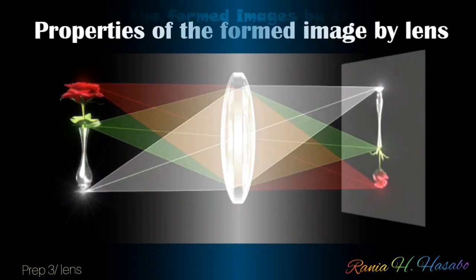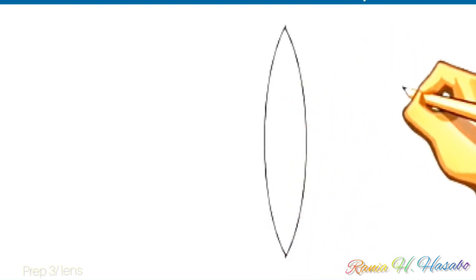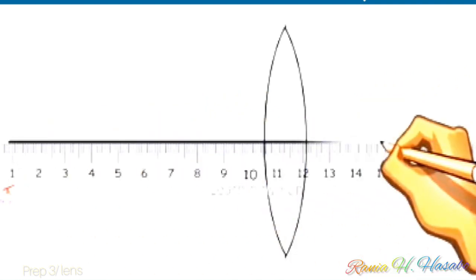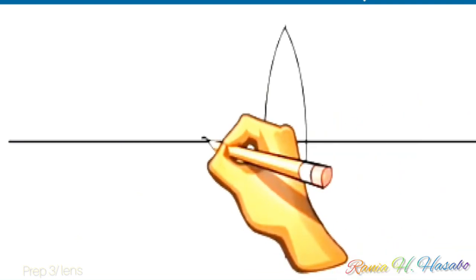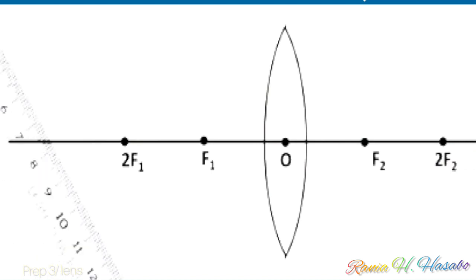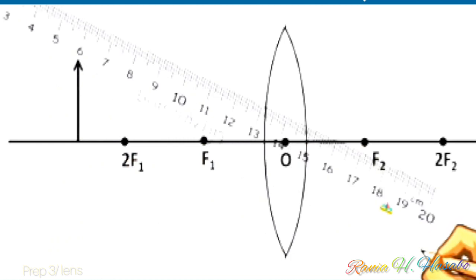To determine the position and the properties of the image formed by the convex lens, follow these steps. Number one, use the compass to draw two identical intersecting circles. The region of the intersection represents the lens. The two centers of the two circles represent the two centers of curvature. Draw a straight line that joins the two centers of curvature of the lens to represent the principal axis. Draw a vertical arrow on the principal axis to represent the position of the object.